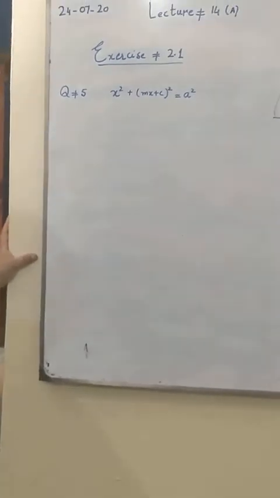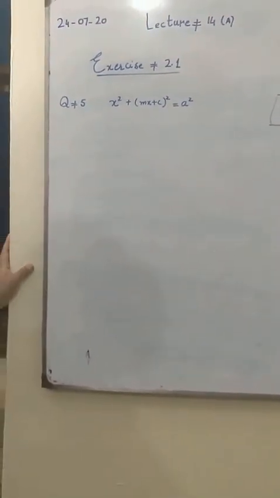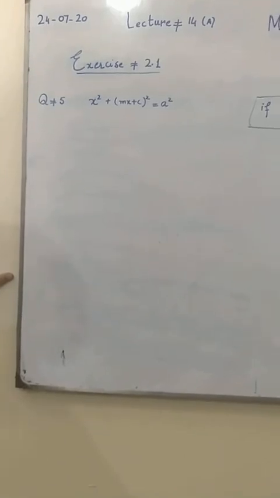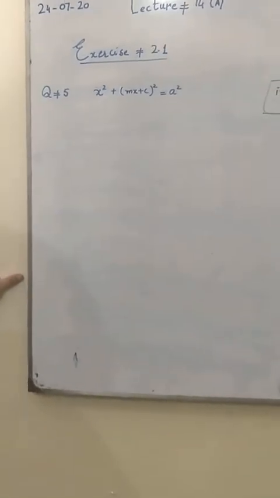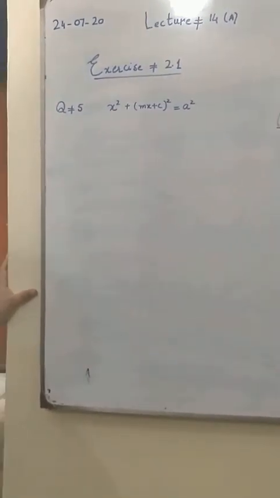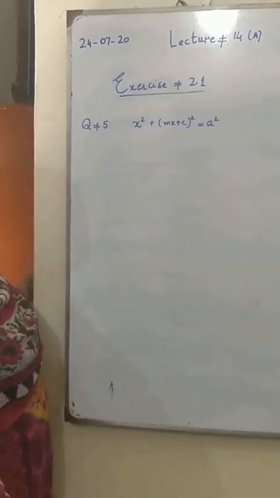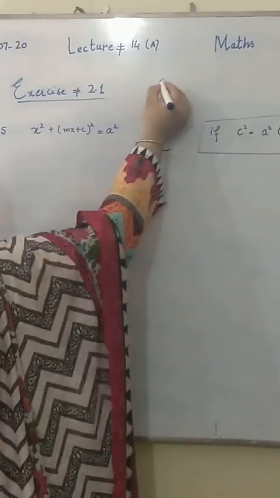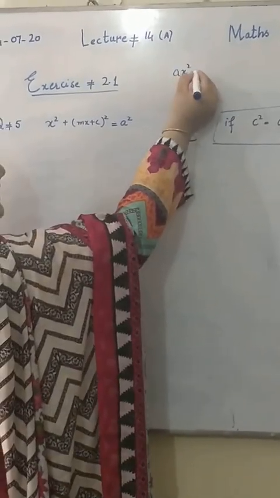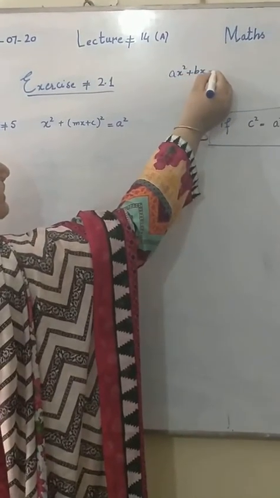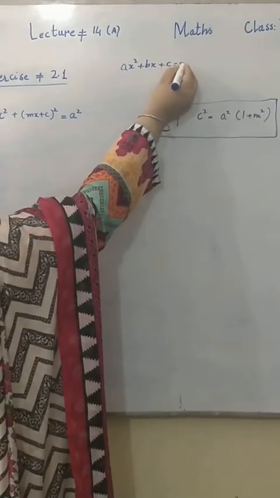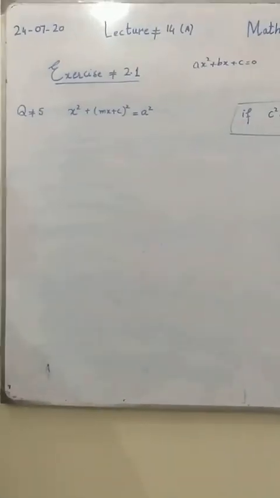And to show that this equation has equal roots, we have to show that its discriminant is equal to 0. And to find the discriminant, we have to convert this equation into standard form. What is the standard form? ax square plus bx plus c is equal to 0. We have to convert this equation in this form.